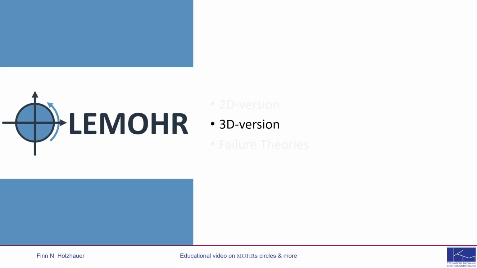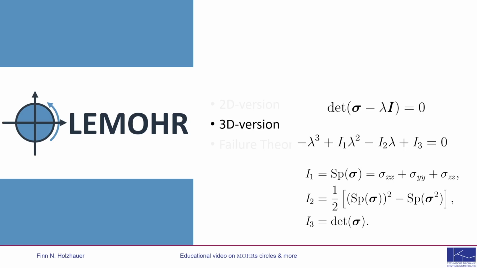For a three-dimensional stress state, the procedure must be adapted as follows. To do this, it is necessary to solve a cubic eigenvalue problem. The corresponding heuristic equation is obtained by evaluating the determinant of this expression. The coefficients I1, I2, I3 represent the first three stress invariants of the stress tensor sigma. These invariants are independent of the chosen coordinate system and are computed as follows.